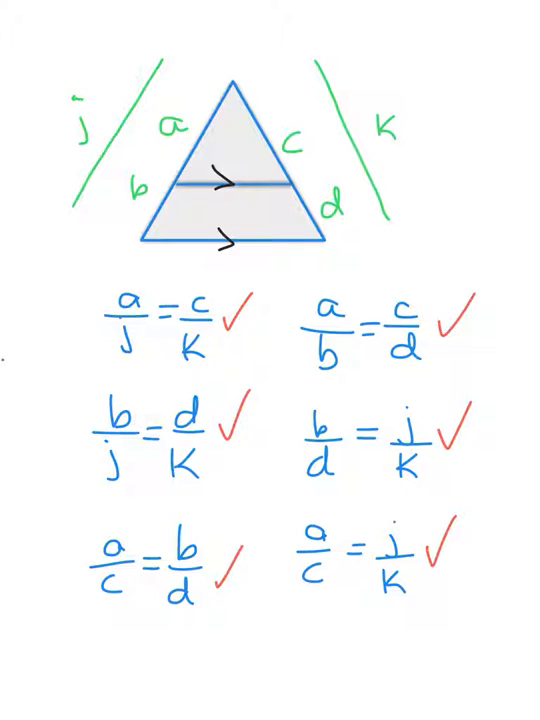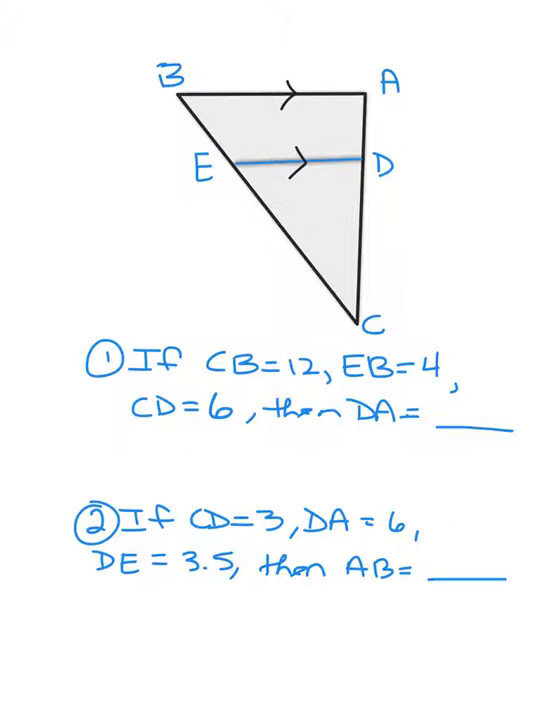So because of this theorem, there's a lot of different proportions we can set up with pieces or parts of the triangle. Now let's look at an example. In number 1, it says if CB is 12, so if this whole piece is 12, and I know that EB is equal to 4. Now because of that, I can see that CE is going to equal 8, so I'm just going to mark that. And I know that CD is equal to 6, and I'm trying to find DA.